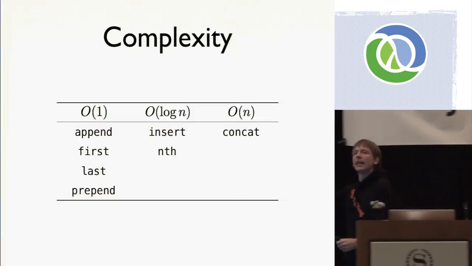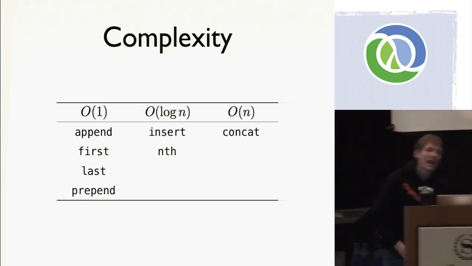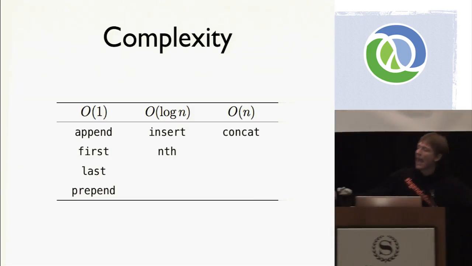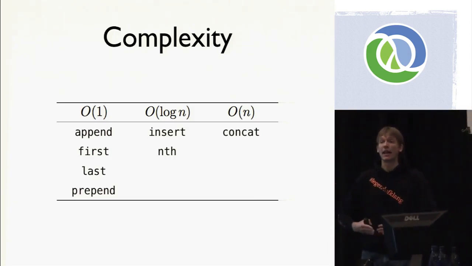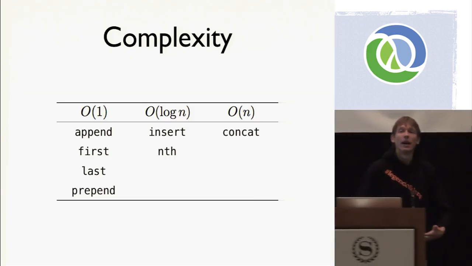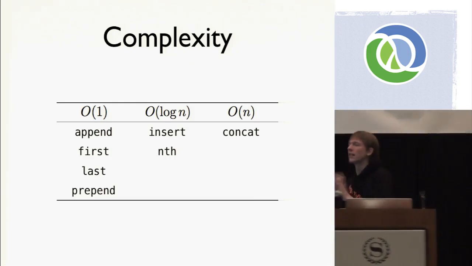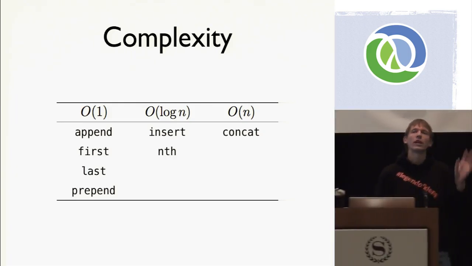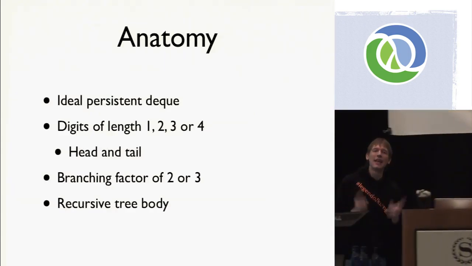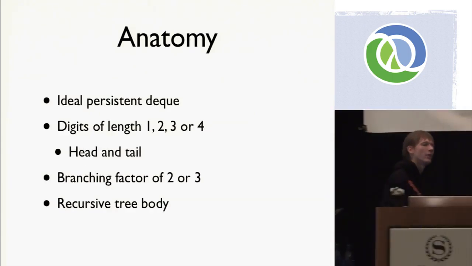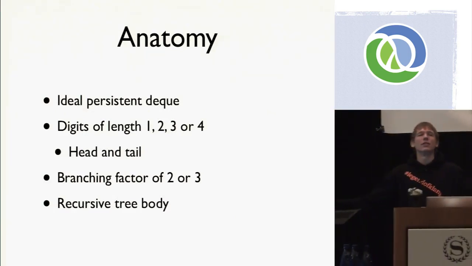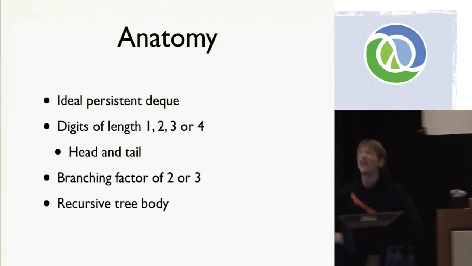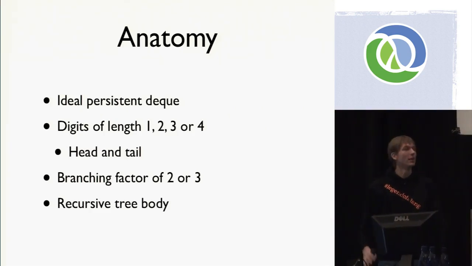Okay? Basically, we can get at either the head or the tail in constant time. We can append, we can prepend, first or last, and even things that we want to do in the middle of the data structure are probably going to be logarithmic time. So this is pretty awesome. In fact, the 2-3 finger tree is just about the ideal sequential data structure. It is the ideal persistent double-ended queue. Basically, if you take the definition of a double-ended queue and the definition of persistence, mash them together, and do the smartest, most complicated thing possible, you're going to get this.